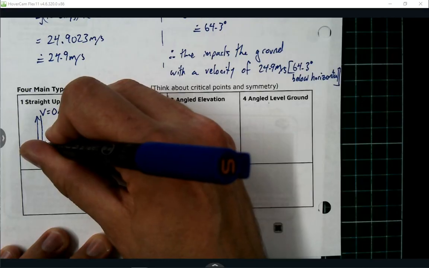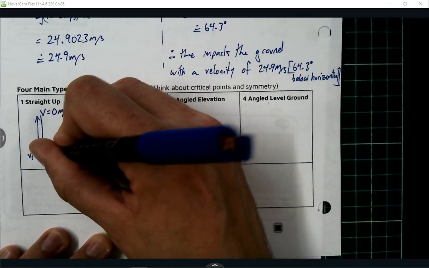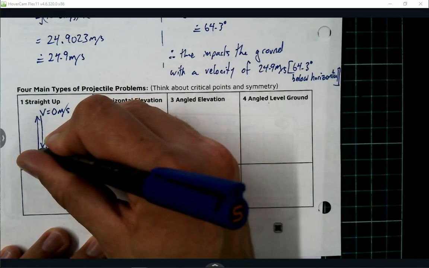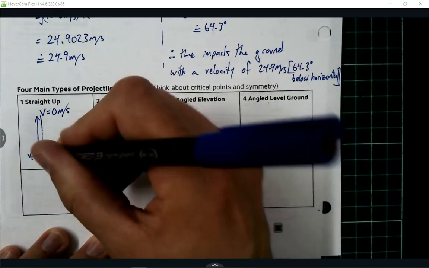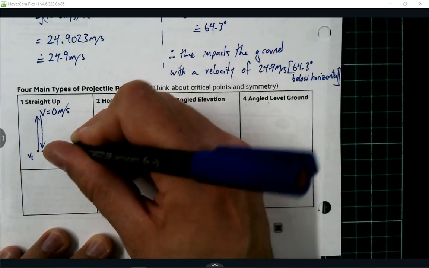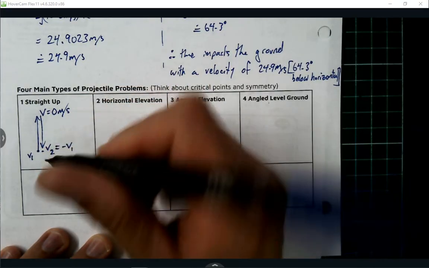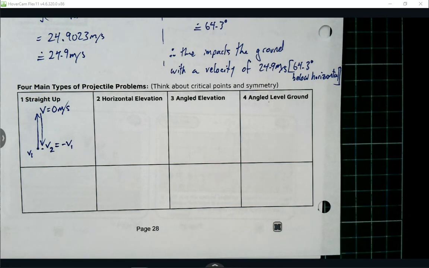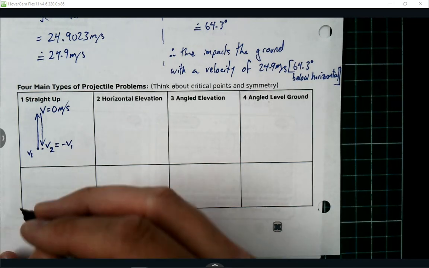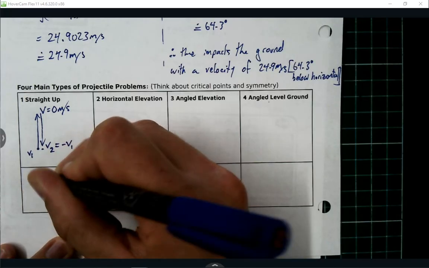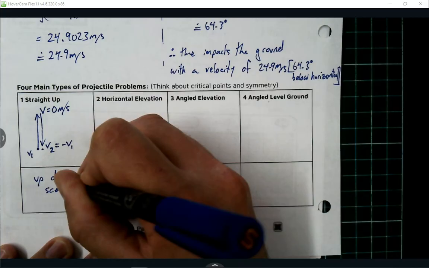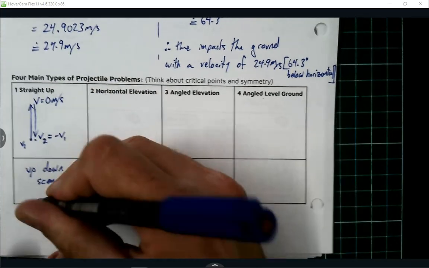And then when I come down again, we said once before that if you really do come back down to the same height from which you launched, we can make symmetry arguments. We can say that V2 is equal to negative V1. Okay, so that's only when you get back to the same height. You launch straight up. We got our up-down scenario. And this is the only one of the archetypes that's one-dimensional.